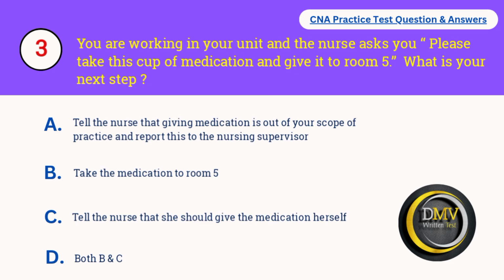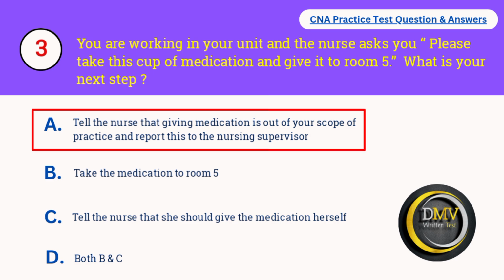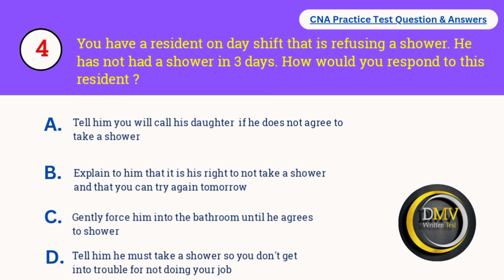Question 3. You are working in your unit and the nurse asks you, please take this cup of medication and give it to room 5. What is your next step? A. Tell the nurse that giving medication is out of your scope of practice and report this to the nursing supervisor. B. Take the medication to room 5. C. Tell the nurse that she should give the medication herself. D. Both B and C. Correct answer. A. Tell the nurse that giving medication is out of your scope of practice and report this to the nursing supervisor.